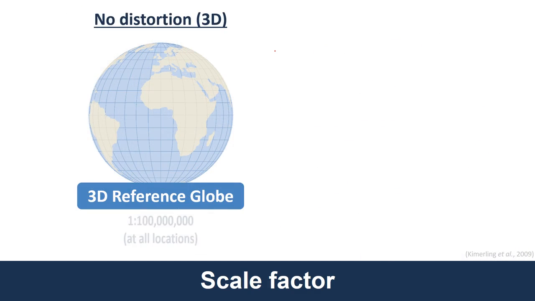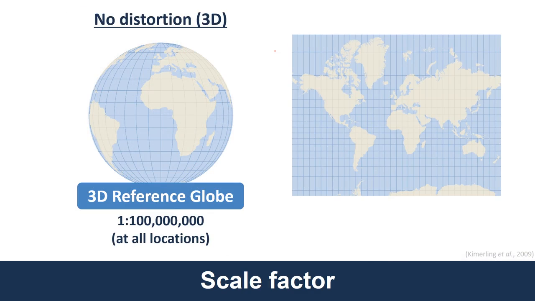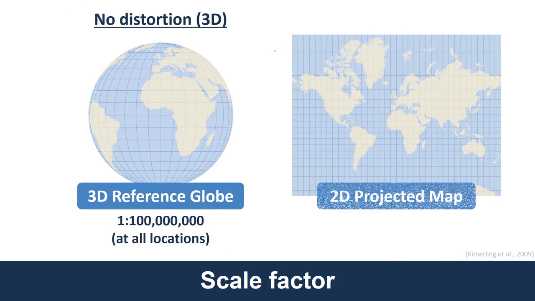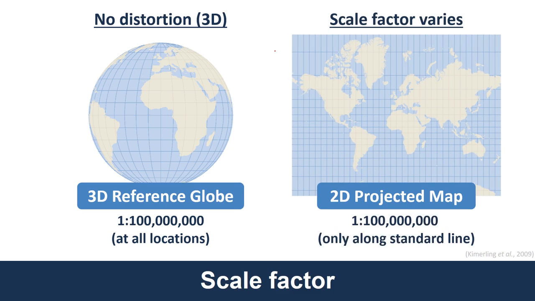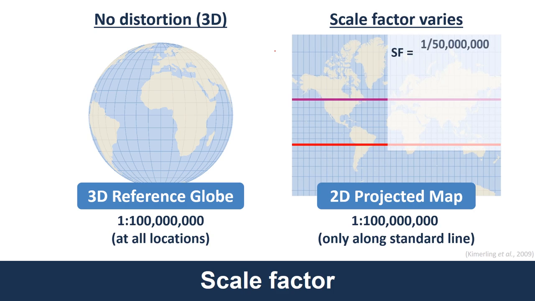So remember, on our 3D reference globe, there is no distortion. In our 2D projected map, there will be distortion, and our scale factor is going to vary. So we're only going to have the principal scale along our standard line. Everywhere else, the scale factor is going to be different. And let me just show you how that calculation works.